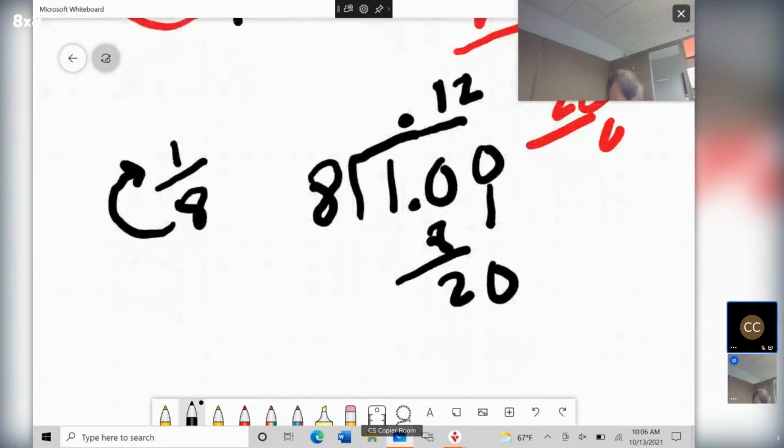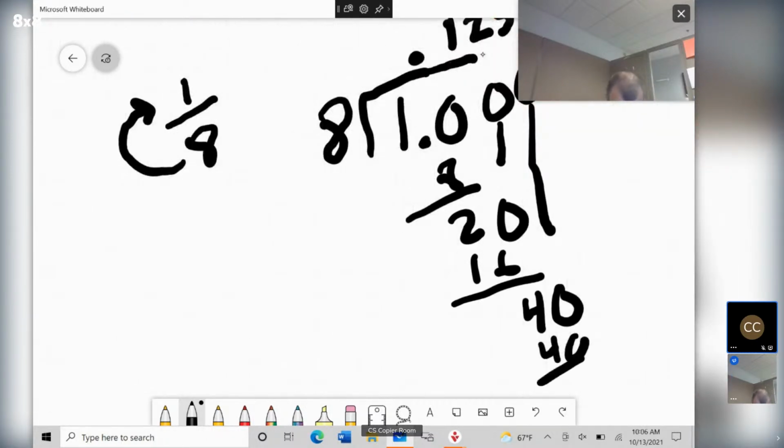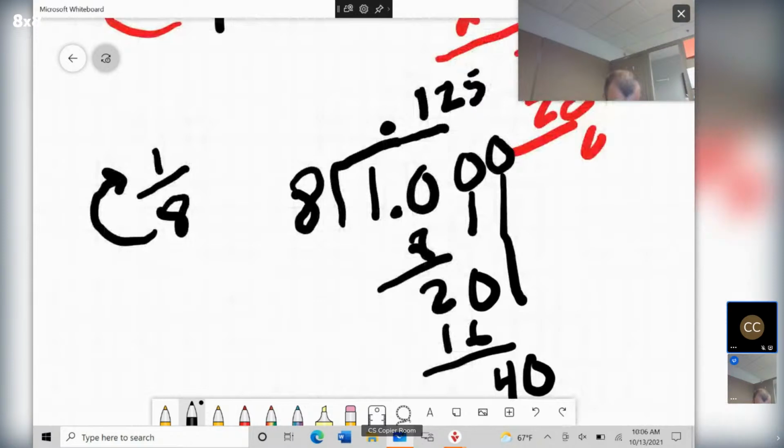2 times 8 is 16. 20 minus 16 is 4. We need another 0, so we bring that down. Then 8 goes into 40 5 times, and 5 times 8 is 40. We have 0 left over, so we know that 1/8 is equal to 0.125.